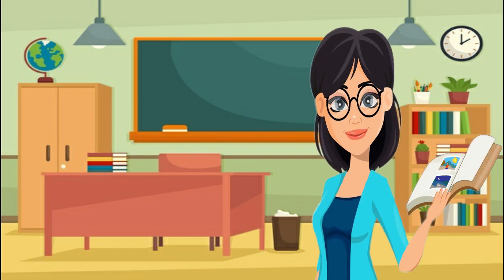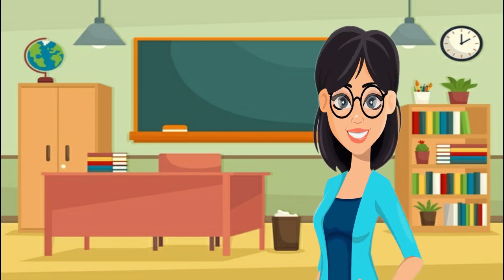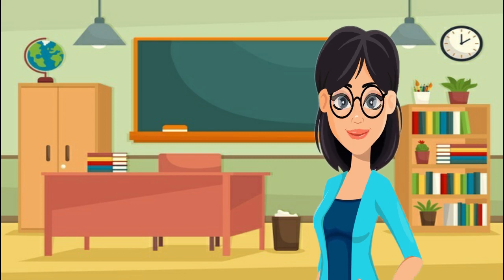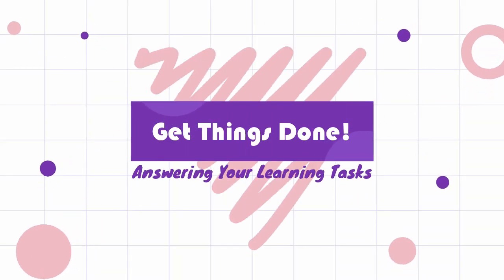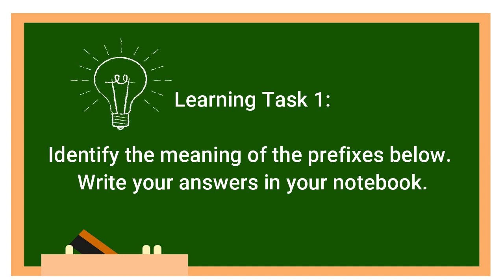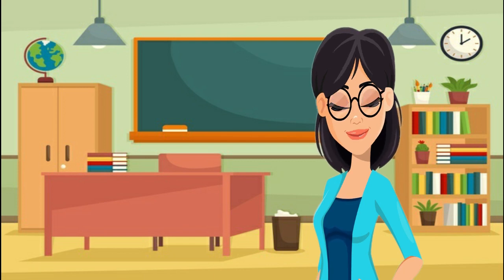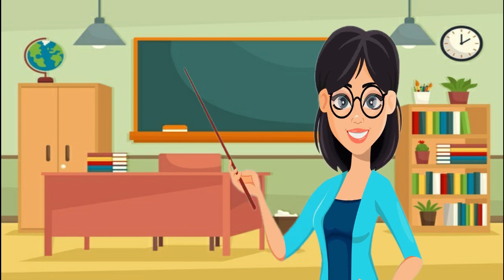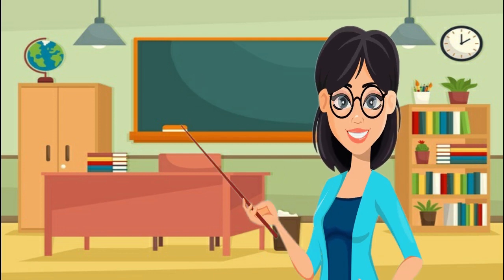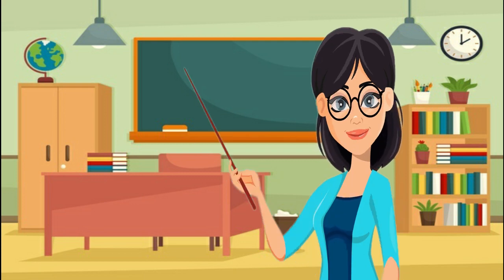Now, I know that you can easily answer all the learning tasks for this lesson, right, children? So get your paper and pen and get ready to answer. For learning task 1, you are going to choose the meaning of the prefix beside each number. For example, in number 1, the prefix is un, so you're going to choose from again, not, able, or full of. Did you get it, children? Now, you can continue answering by yourself.